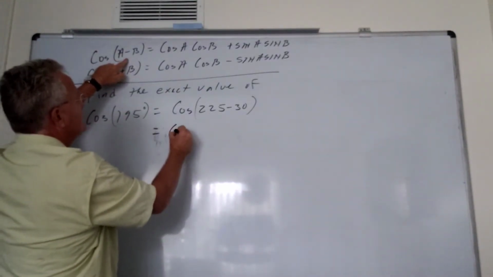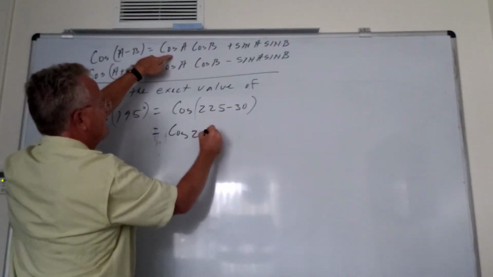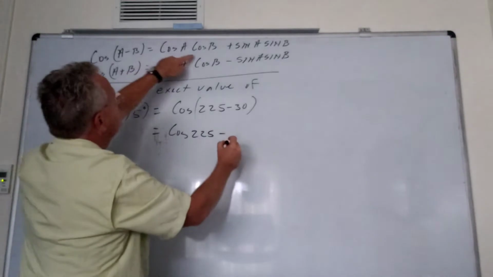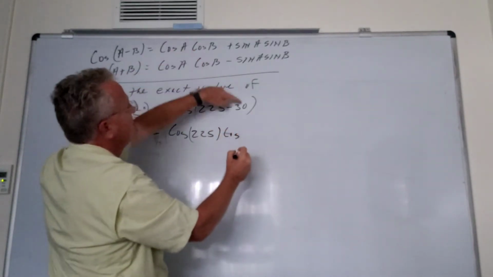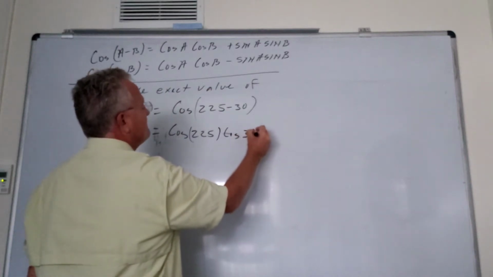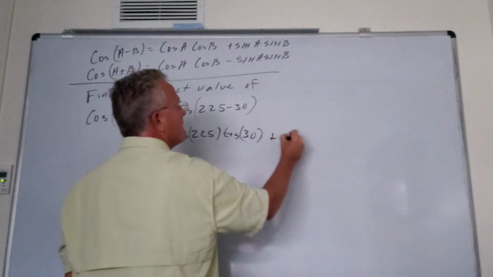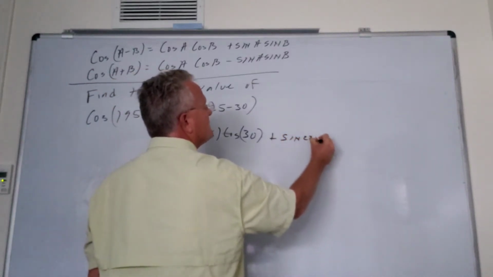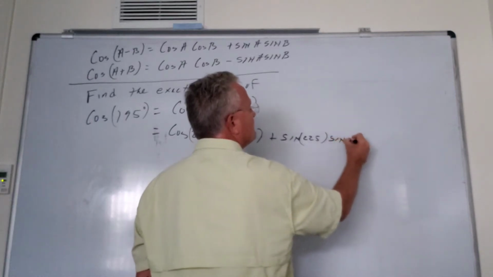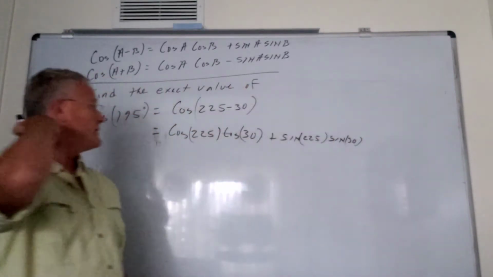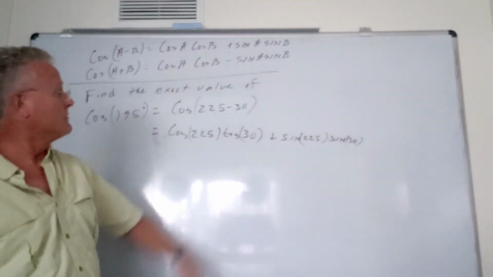So this is equal to the cosine of the first one, 225, times the cosine of 30, plus the sine of 225 times the sine of 30. So just substituting and using those formulas.